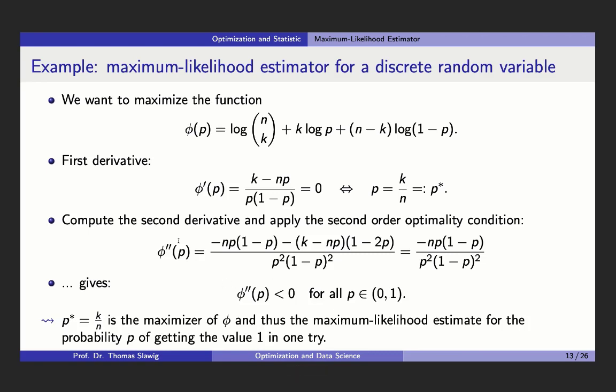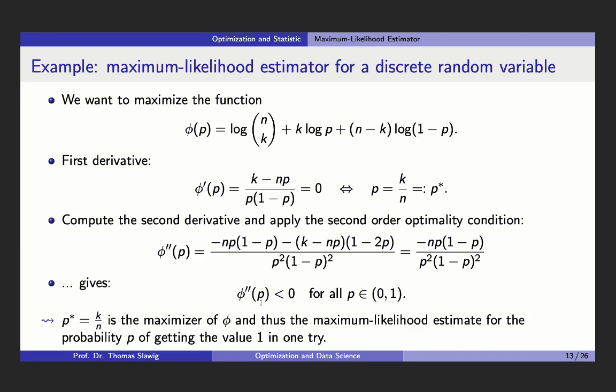Yeah, and we see here the second derivative. You can see that for all p in (0,1), here we have positive terms, here we have also a positive term, and here we have a negative one. So the second derivative is less than 0, which is a sufficient, that's important, a sufficient optimality condition for a maximizer. So p star equals k over n is the maximizer, and this is what we intuitively would have guessed.